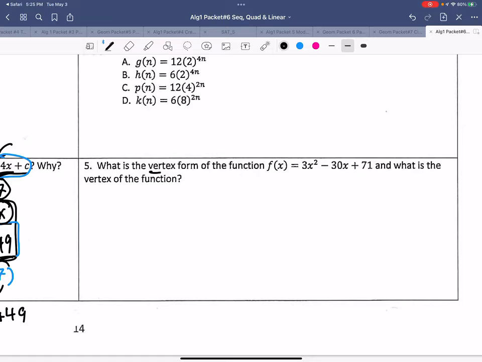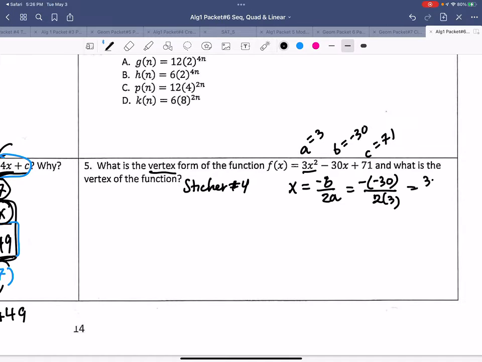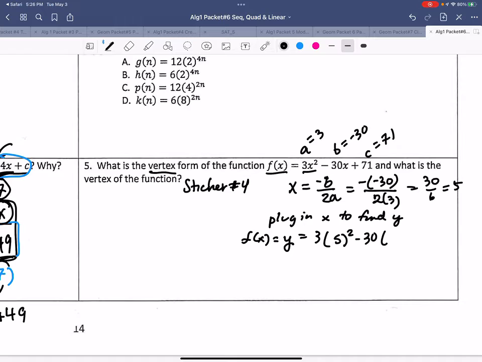What is the vertex form of this? All right, we've done this in packet 4. So x is equal to negative b over 2a. So a is 3, b is negative 30, and c is 71. So we have negative 30 divided by 2 times 3. So 30 divided by 6 is 5. Now we're going to plug in x to find y. So f of x is y. We'll say 3 times 5 squared minus 30 times 5 plus 71. So this is 3 times 25 minus 150 plus 71. So we get negative 75 plus 71, or negative 4.